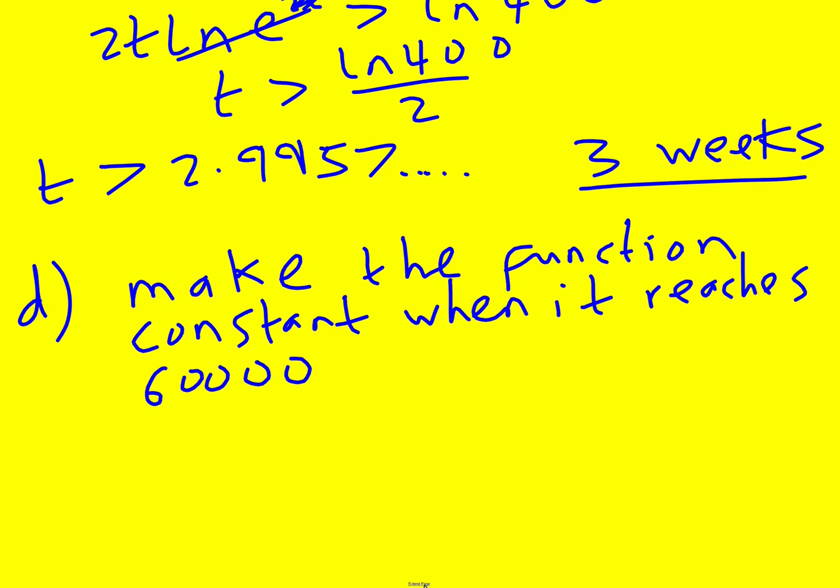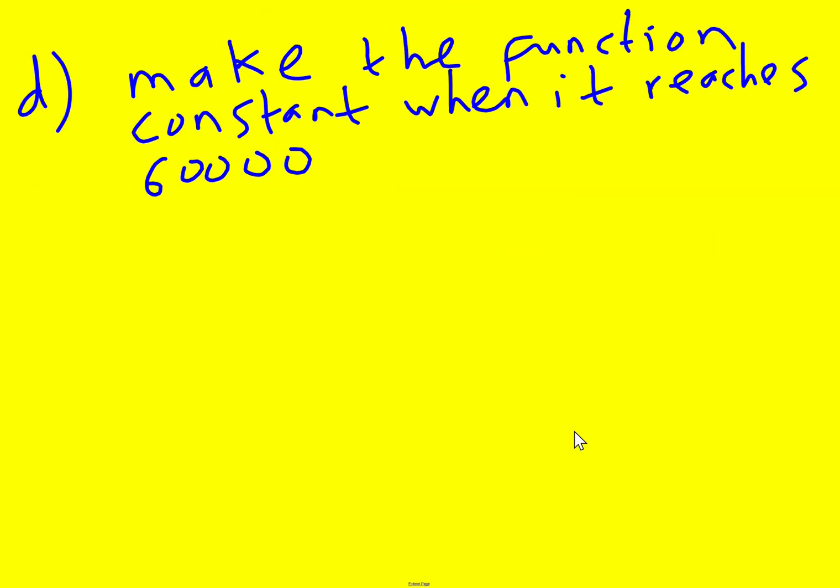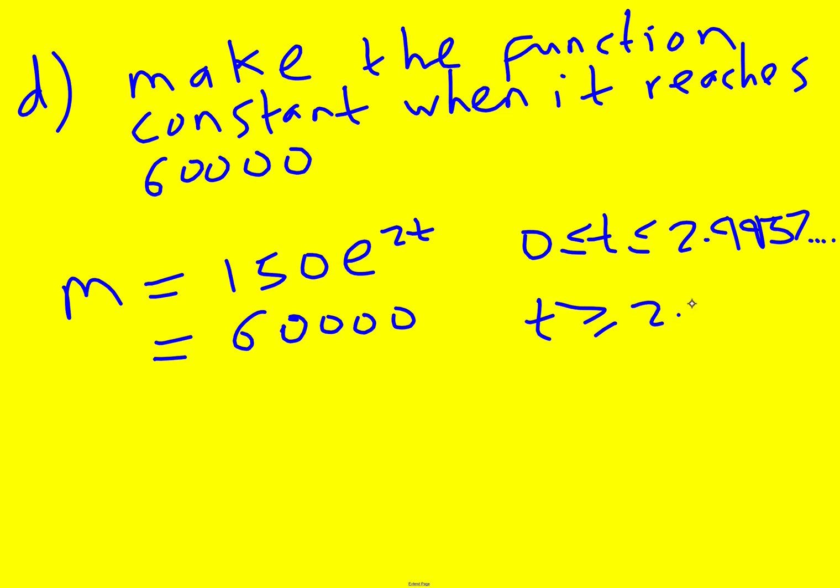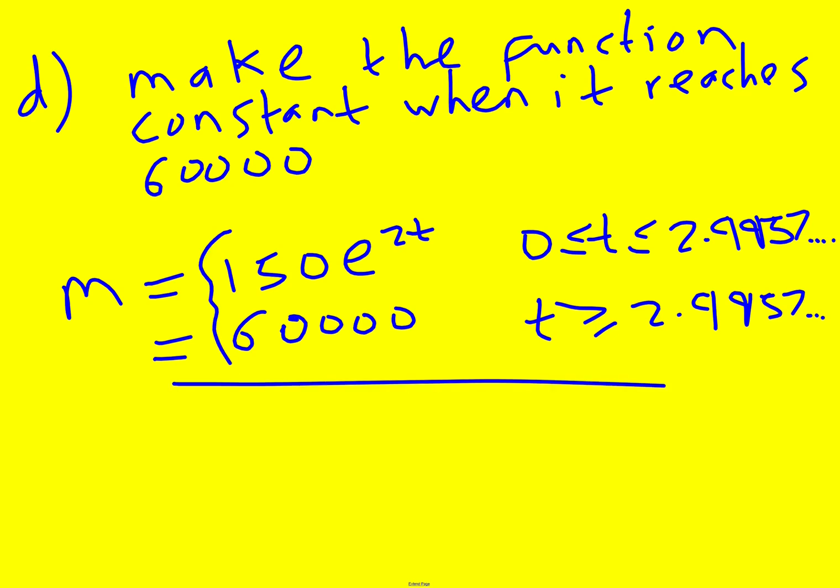A slightly more technical answer, and I actually think this is a really nice answer, though the mark scheme didn't talk about it, would be to actually define what this would look like. So it would be that m is 150 e to the 2t between 0 and this 2.9957, and 60,000 if t is greater than or equal to 2.9957. That's it. Okay, that's this question.